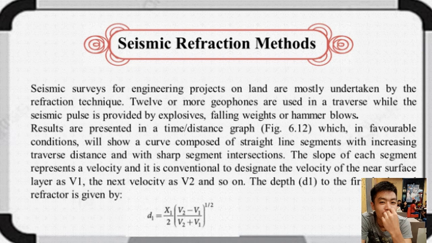The depth D1 to the first horizontal refractor is given by ani nga formula. D sub 1 equal x sub 1 over 2 to the quantity of v sub 2 minus v sub 1 over v sub 2 plus v sub 1 to the power of 1/2.